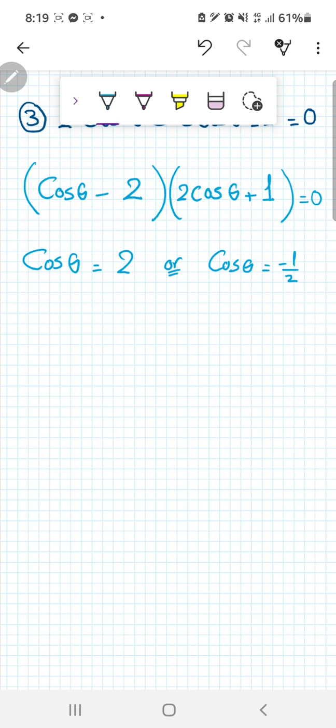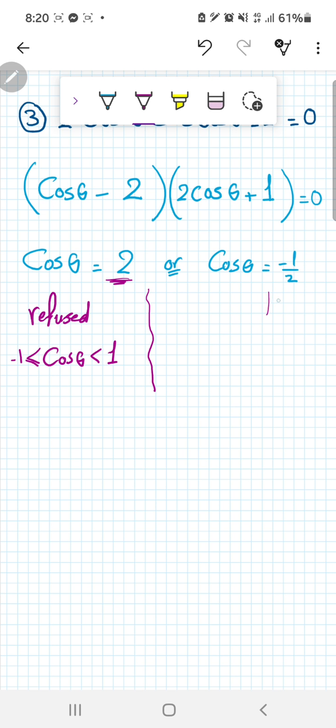Okay. So here we have cosine theta equals 2 and cosine theta equals negative half. Cosine theta equals 2 is refused. Why? Because you studied last term that the range of cosine and sine belongs to negative 1 and 1. Cosine theta is greater than or equal to negative 1 and less than or equal to 1. So 2 is refused, and we have only cosine theta equals negative half. Also get the absolute value of half. So write in your calculator shift cosine half. The result will be 60. So theta here will be 60.